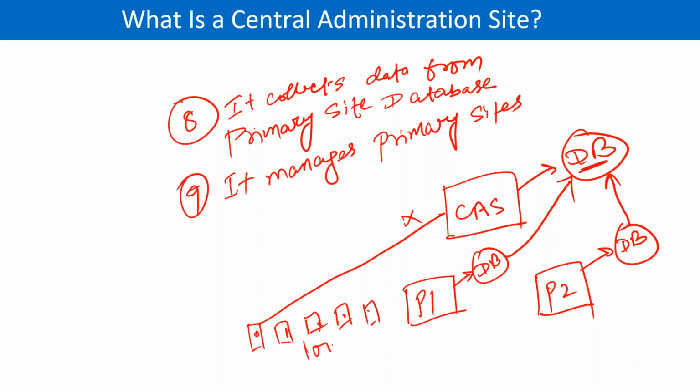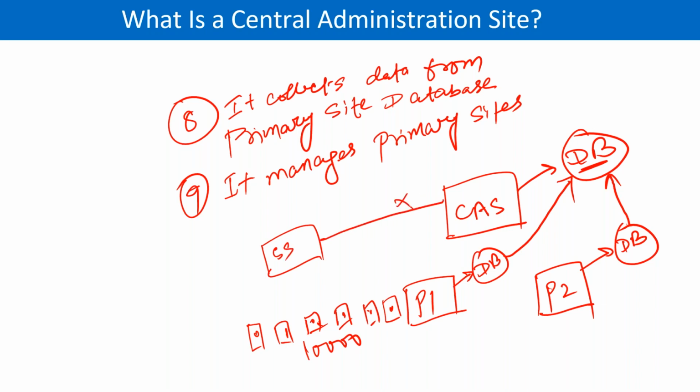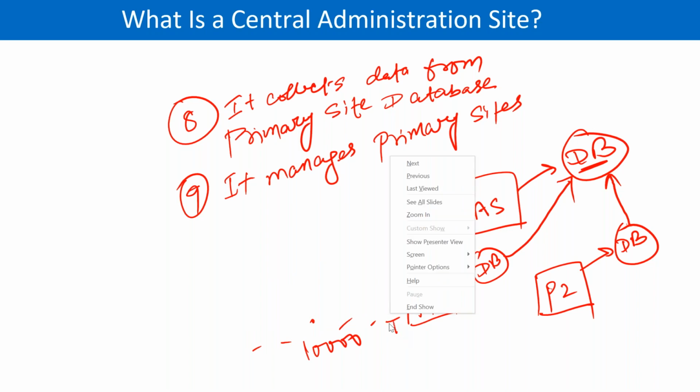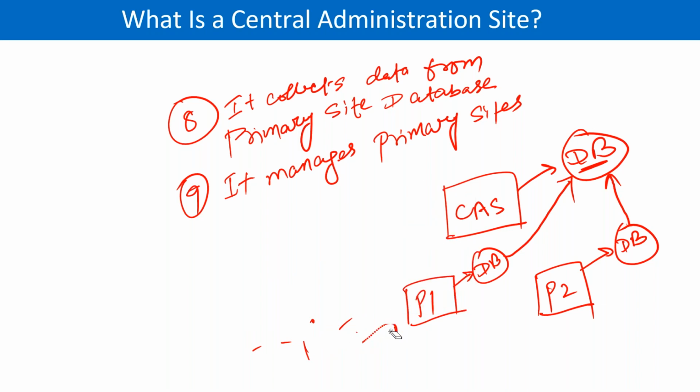If you have 10,000 machines, right? We need to install the SCCM client in all those 10,000 machines. Okay. So client will never talk to central administration site. That's not possible for a client. Then secondary site will also not talk to central administration site. Okay. So that is what it manages only primary site, as you see in the picture. It only talks to primary site, nothing else.